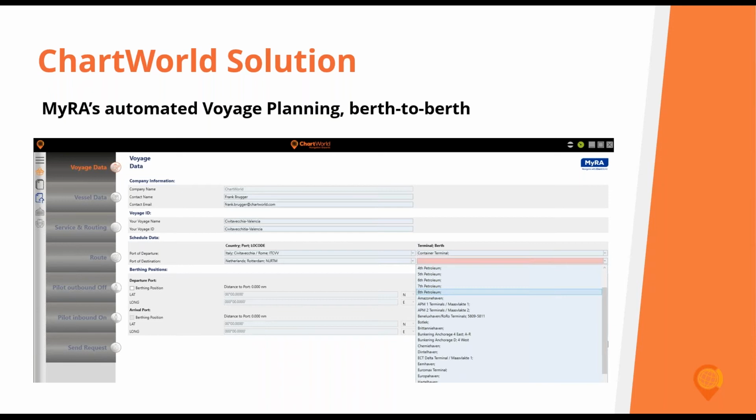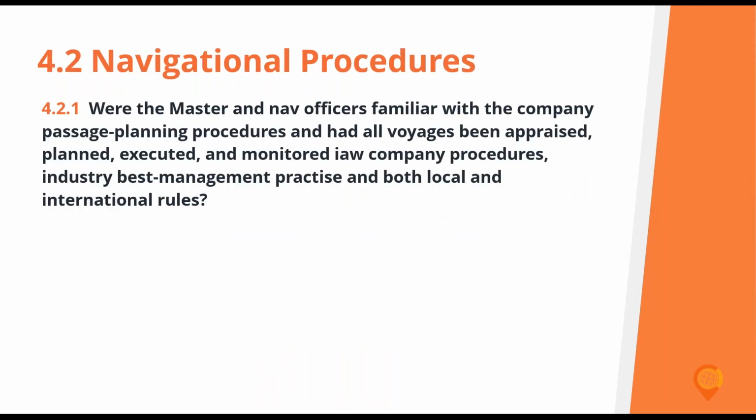Hence, as I said, the algorithm is artificial intelligent, and we are entering in MyRA vessel-specific safety contour values. Right, this was about the berth-to-berth passage planning. We are still with the 421.